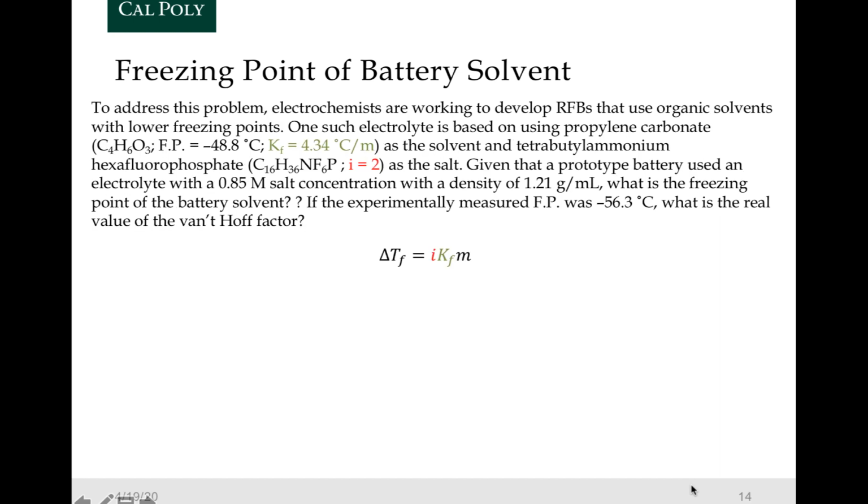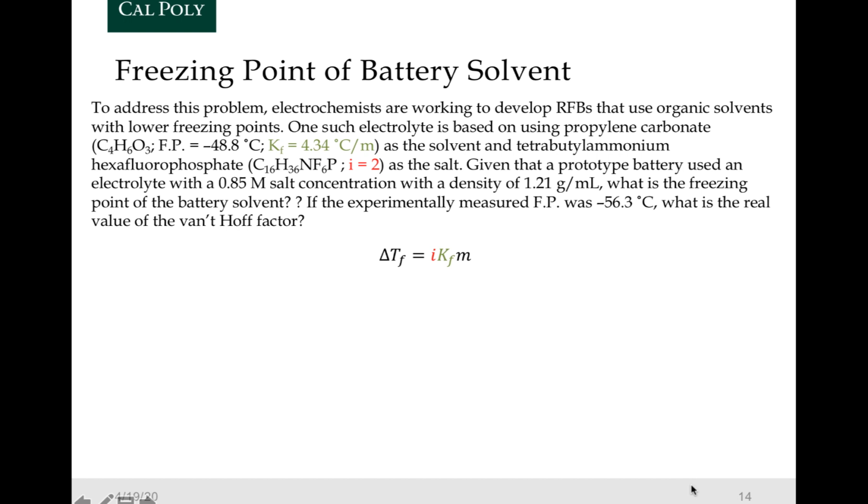So I cut the text down just so we can focus on what's important. In this problem, what we're looking for is our freezing point depression. We have an equation that's very similar to our boiling point elevation equation, where we have our change in freezing point being equal to our Van't Hoff factor, i, times our freezing point depression factor, Kf, times the molality of the solution. We were given i, this is 2, and we were also given the freezing point depression factor, that's 4.34 degrees Celsius per molal.